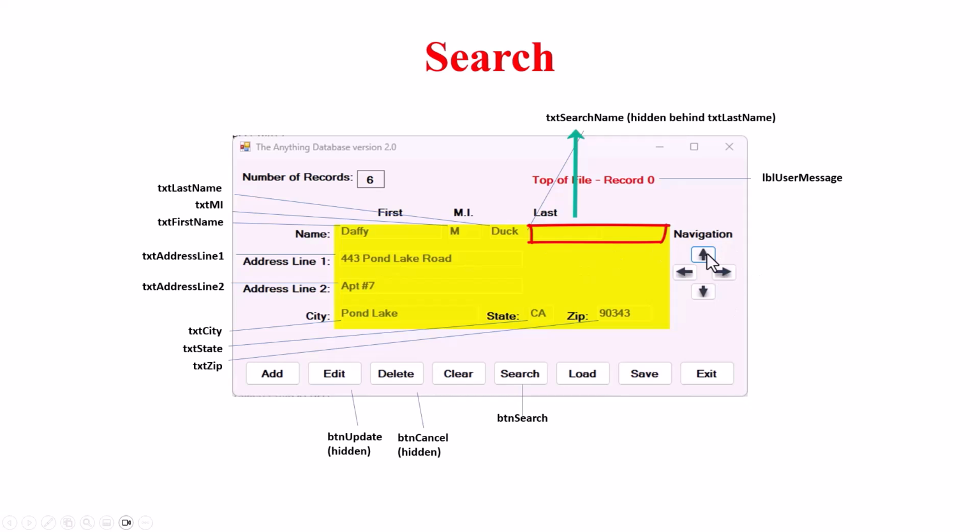Navigation will not be active. The buttons will be turned off except for update, cancel, and search. I'm showing update here. What happened to find? Where did it go? Update's going to get its name changed, so it looks like find. That's how we're going to handle that.